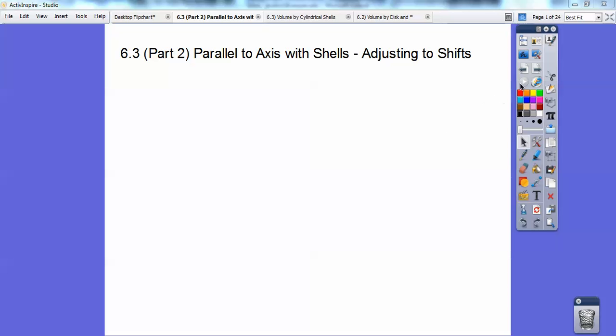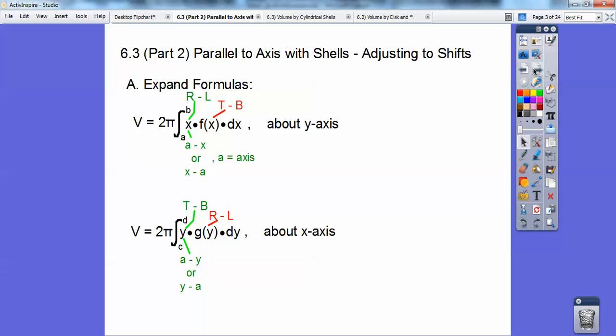Remember, shell method is opposites, so if we have a y-axis or a y-parallel axis, like x equals 1, then we want the equations in terms of opposites, so we'd want it in terms of x equals y equations if it was going vertical. Okay, so let's try this. So expand the formulas here.